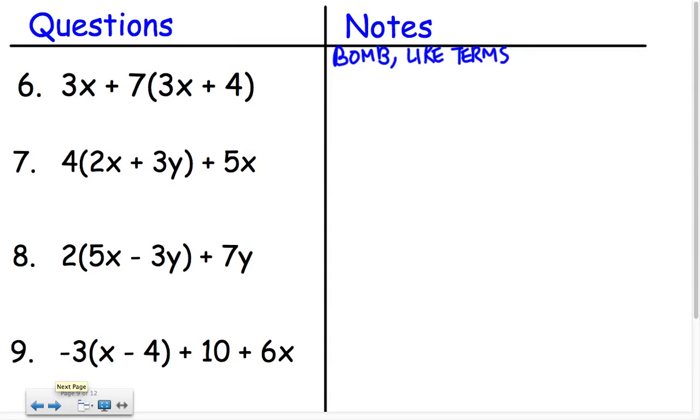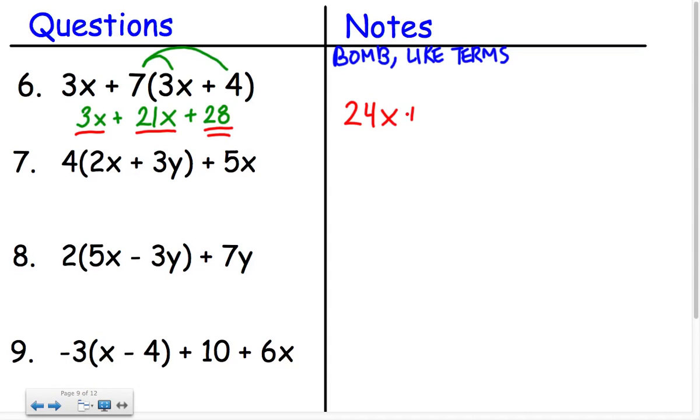So I'm going to bomb the 7 to the 3x and to the 4. And I'm actually going to start showing my work on the left-hand side first. So then I have 21x, and then 7 times 4 is 28. And then I'm going to add that 3x out in front. Now I can do my underlining. So 3x and 21x are like terms, and then 28 will stay by itself. So 21 plus 3 is 24x plus 28.